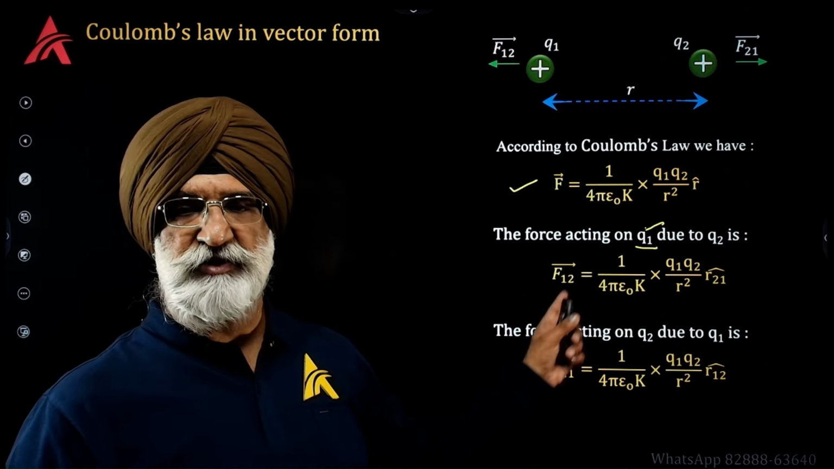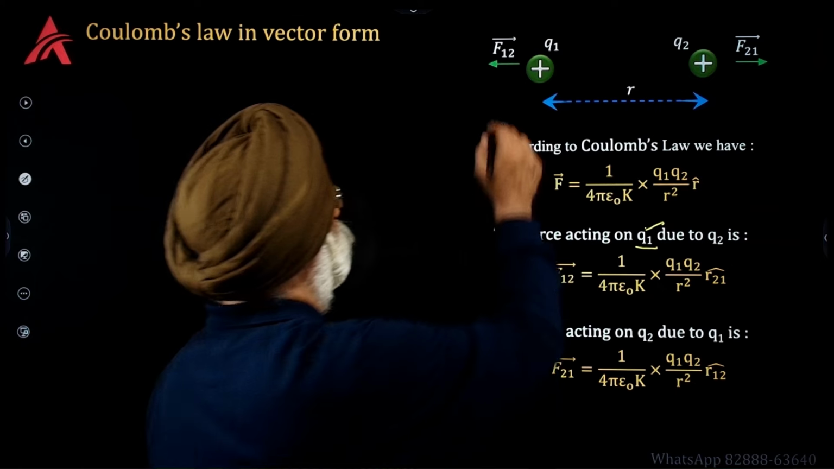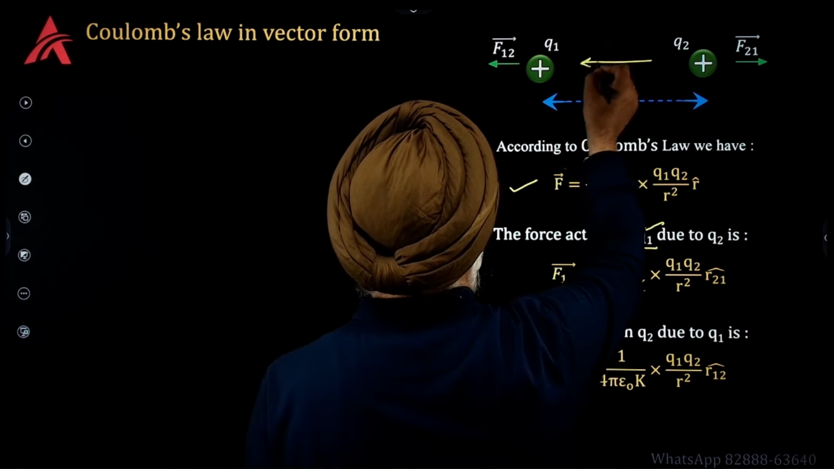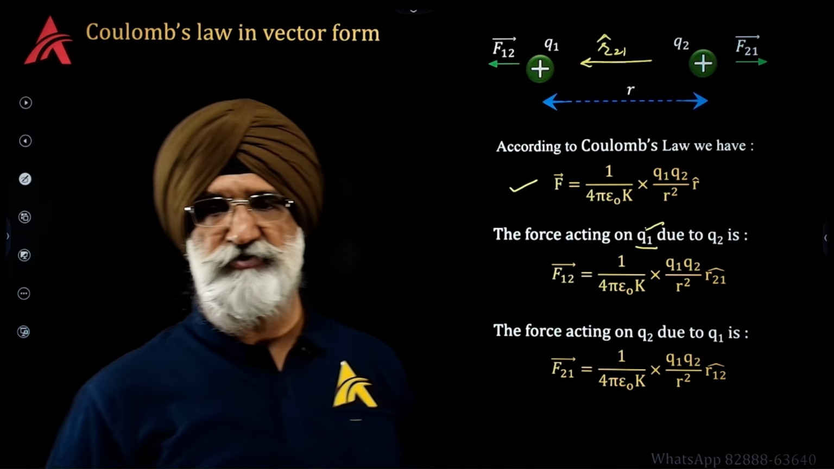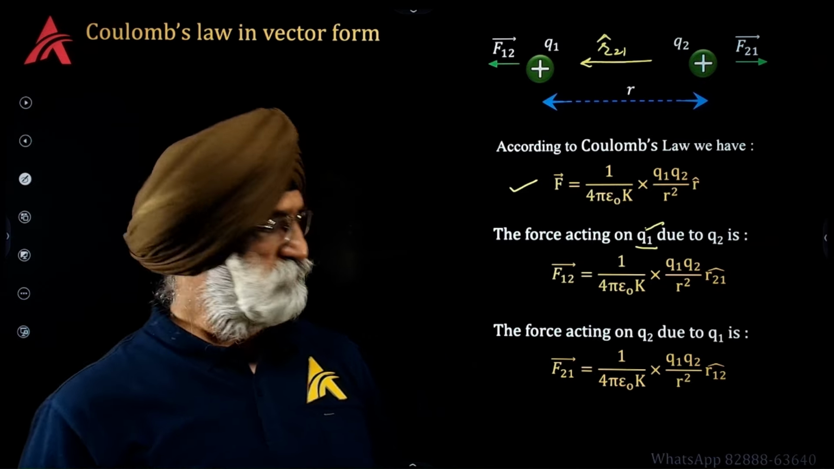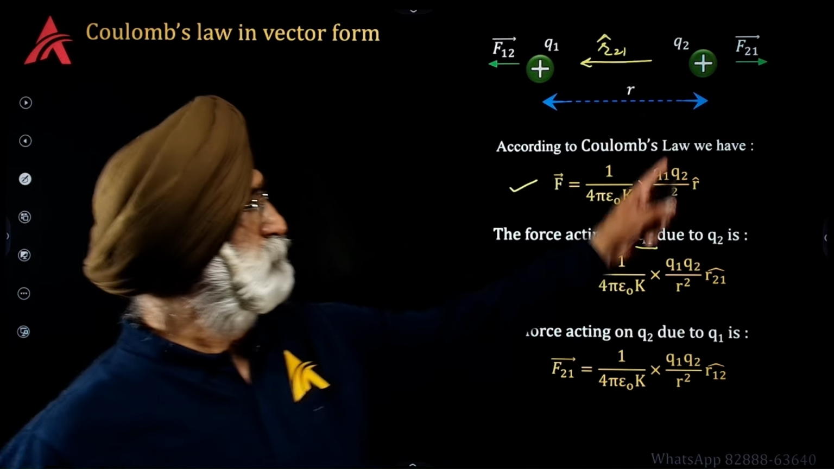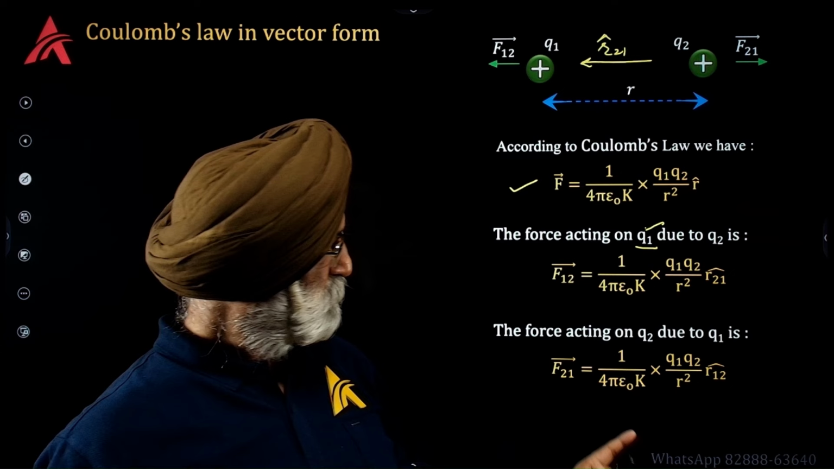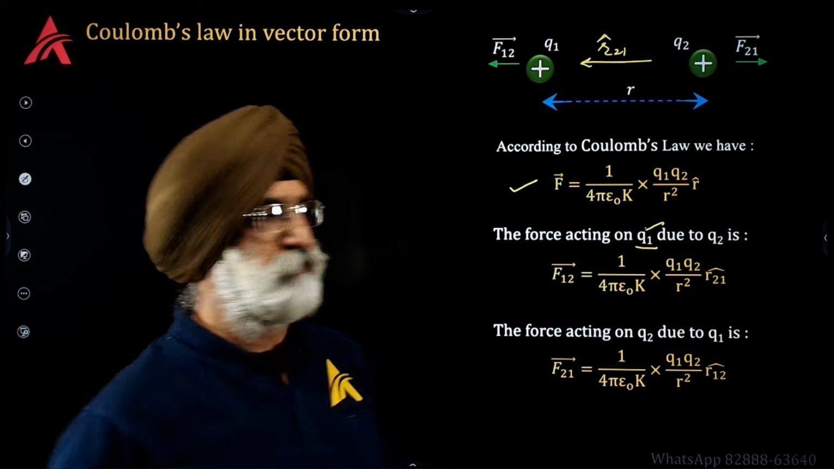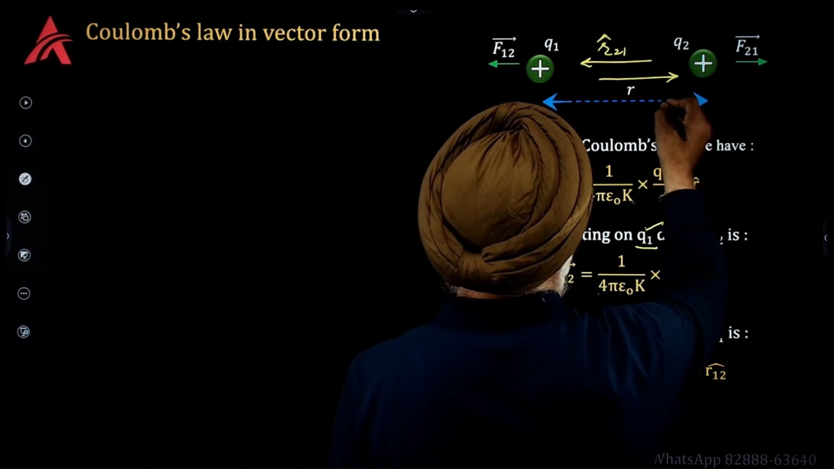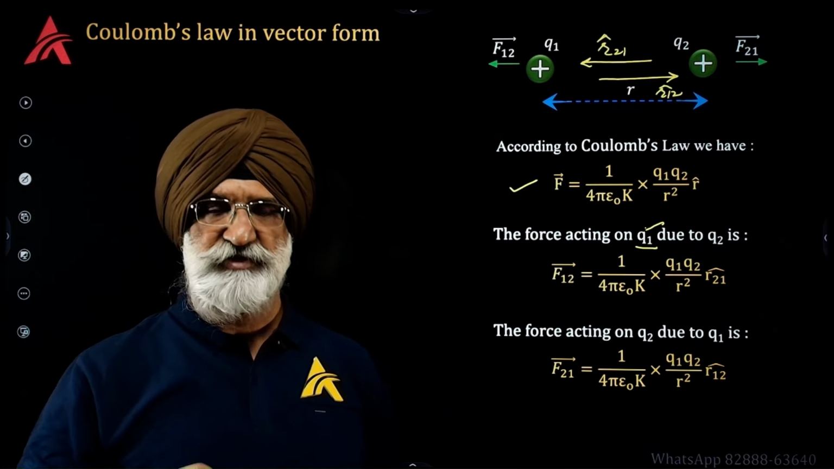Then, to find the force acting on charge Q1 due to charge Q2, F12 is 1 upon 4 pi epsilon naught, Q1 Q2 upon r square, r21 cap. F12 is pointing in the same direction as r21, a unit vector pointing from Q2 to Q1. Similarly, F21, the electrostatic force acting on charge Q2 due to charge Q1, is 1 upon 4 pi epsilon naught, k Q1 Q2 upon r square, r12 cap. r12 cap is pointing in this direction, from Q1 to Q2. These terms are important here.